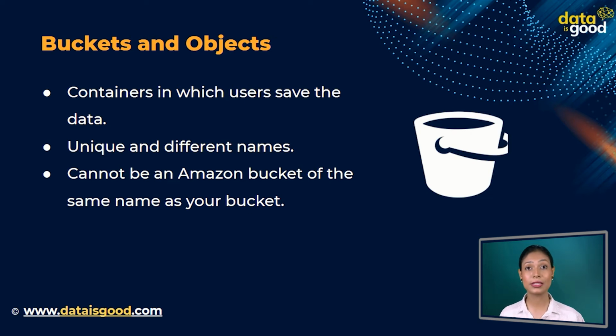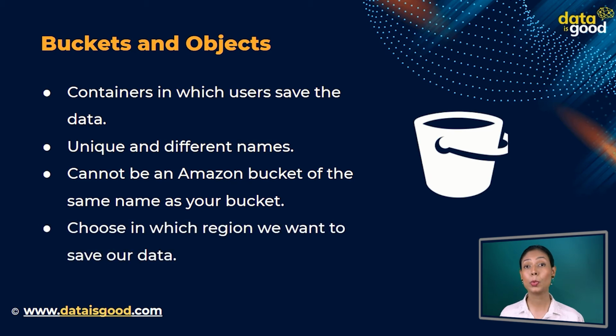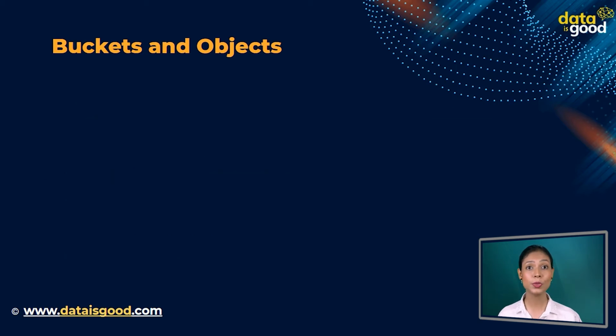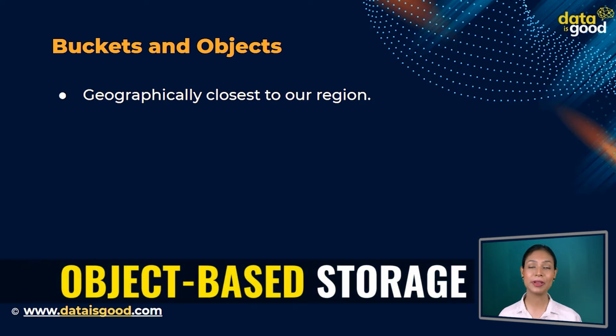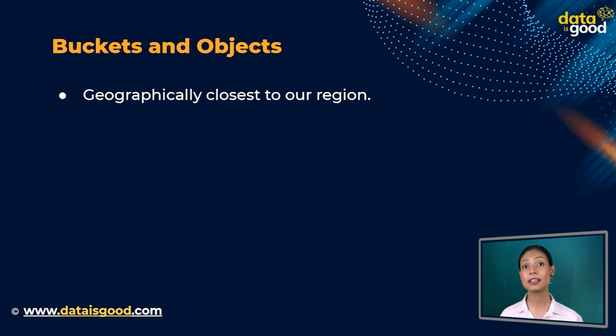When we are storing data on the bucket, we get to choose in which region we want to save our data. In different regions, charges are different to store the data. So if we are looking to minimize the costs, then we should choose the region which is geographically closest to our region. Amazon S3 offers object-based storage, which means the files that we store are stored in the form of objects.